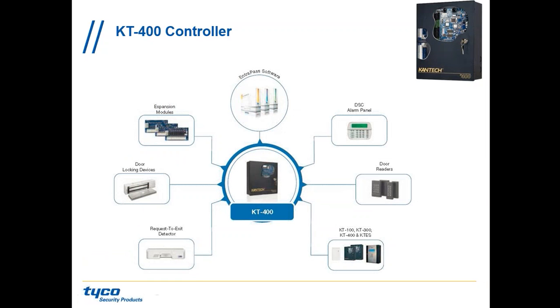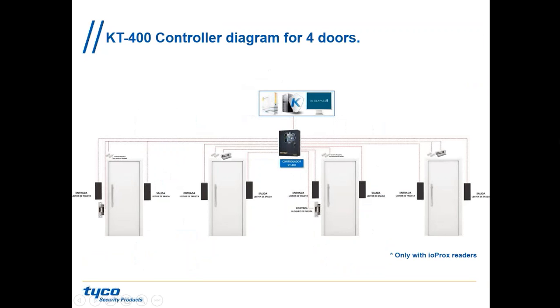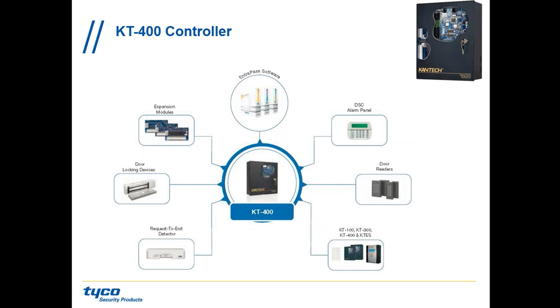Now we're switching to the KT400 controller. KT400 controller, okay? As we said before, this is the biggest controller that we have. And it's not only because it's managing 4 doors. More than that, the KT400 controller, my friend, with input, output, relay board, depending on what you need, can go up to 256 components. Let's go with an example.